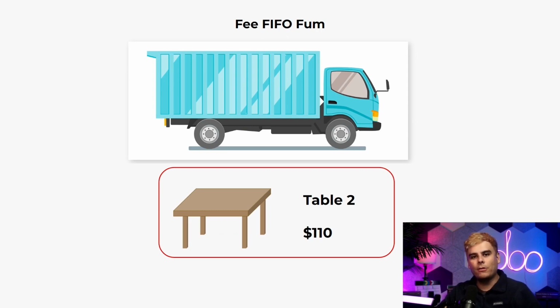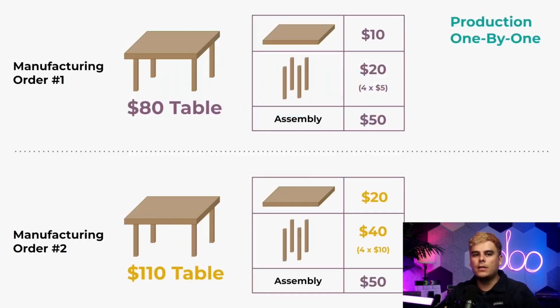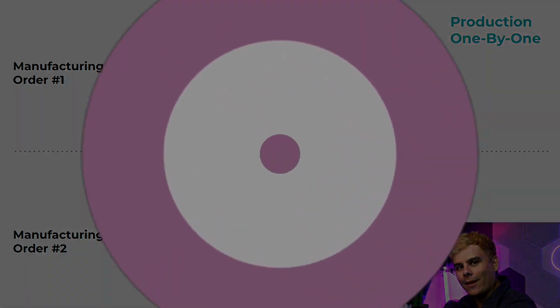Now, FIFO is straightforward to use and has been useful to update fluctuating product costs. In this video, you'll see how FIFO works when we produce two tables constructed with the same components, but bought at different prices. So, enough chit-chat. Let's get started right now.